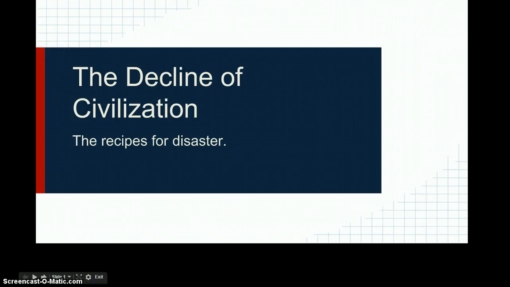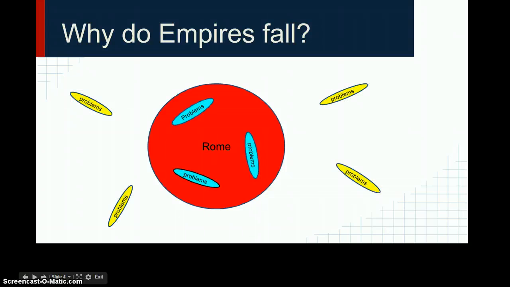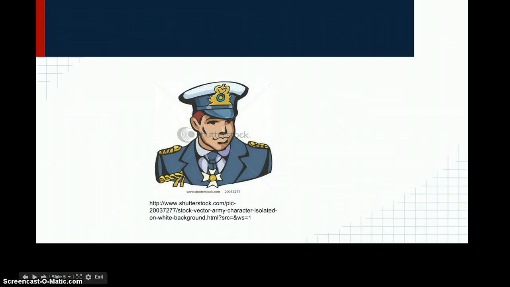Throughout history, empires have risen to power and fallen drastically. In this video, we will explore the decline of civilization. Empires fall when a multitude of internal and external factors affect them. For example, an internal factor might be political corruption.